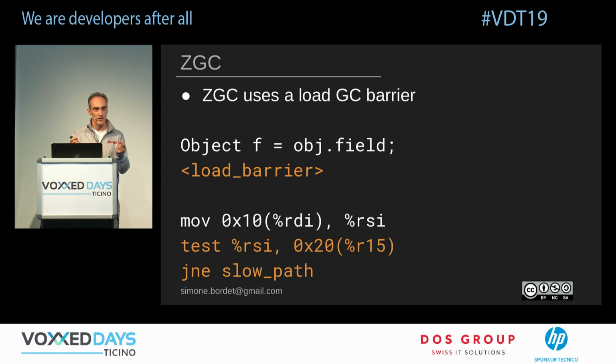If the color is good, then I do not have to do anything. We are in the right phase. I'm not moving objects around. I'm not doing special things. You can just use this field. But if the color is wrong, then you're going to take what is called the slow path, okay? So the color of the pointer is now wrong. I need to do some action.